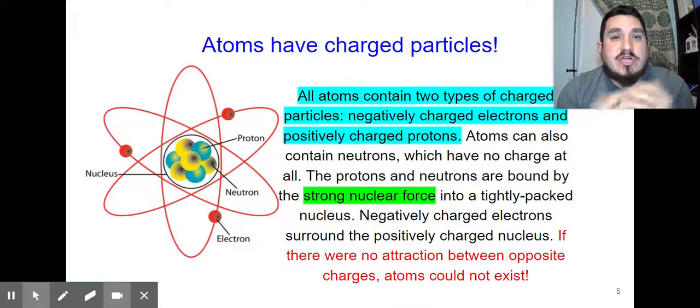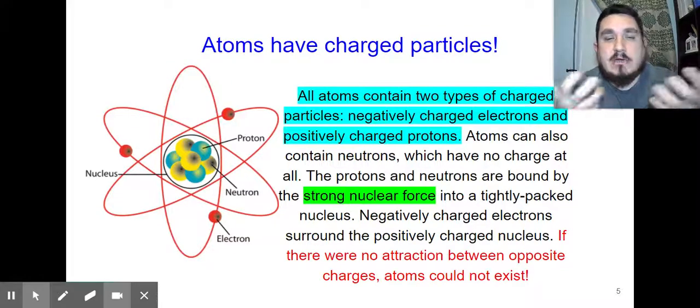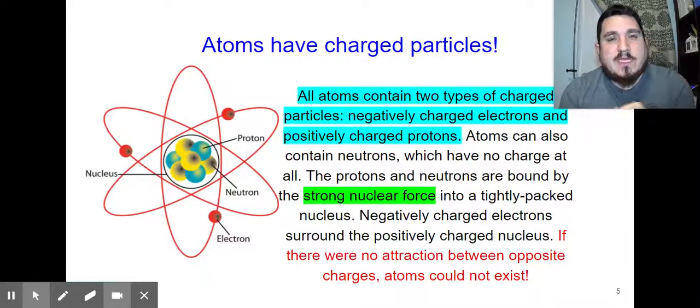Okay, so without this attraction, we wouldn't even have atoms. Without atoms, we wouldn't have matter. We wouldn't be here at all. Nothing would be here. Okay, so these electrical charges are very, very important.